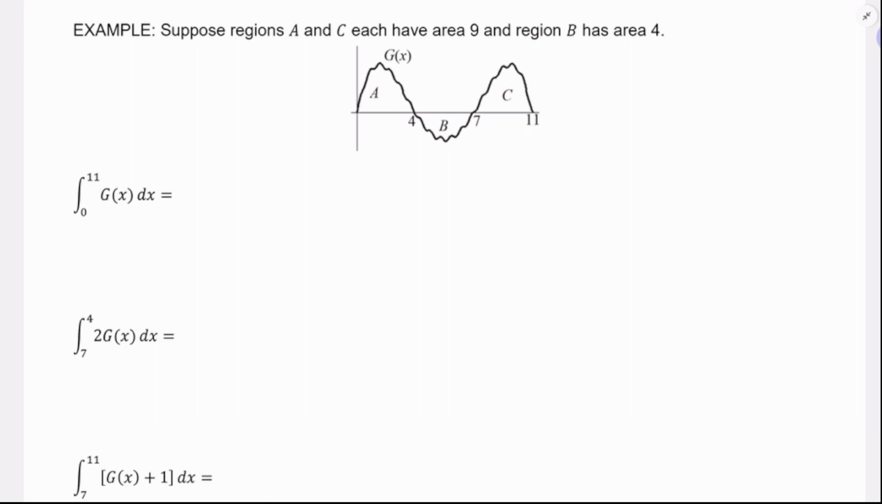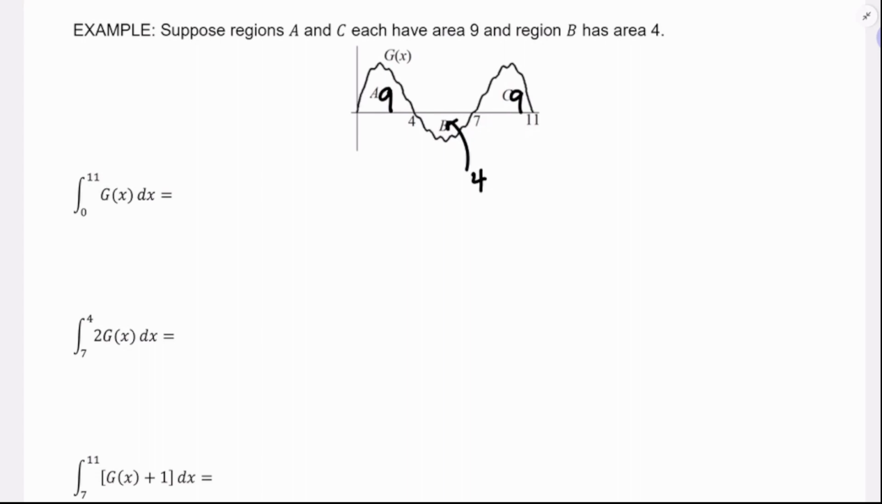Now we're going to wrap up with some practice problems. So suppose regions A and C each have area 9, and region B has area 4. Okay, the integral from 0 to 11 of g of x dx. I'm glad I got to this because I needed to talk about it, but I never know where to fit it in. Generally the Riemann sum functions that we're taking are always positive. Not always, though. So region A has 9, C also has 9, and B has area 4.